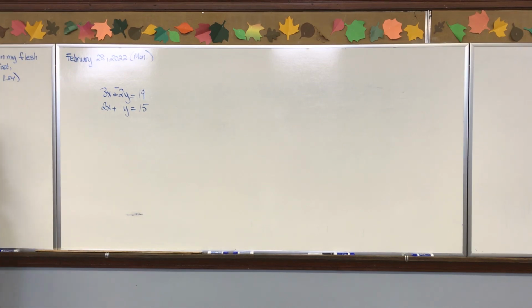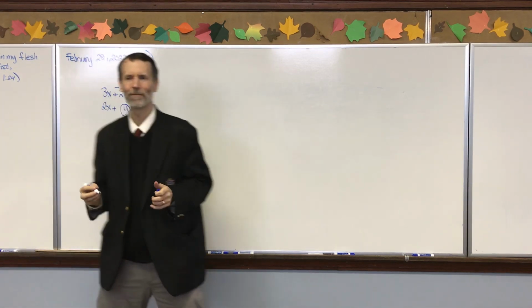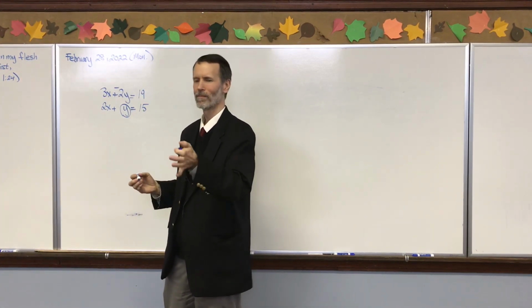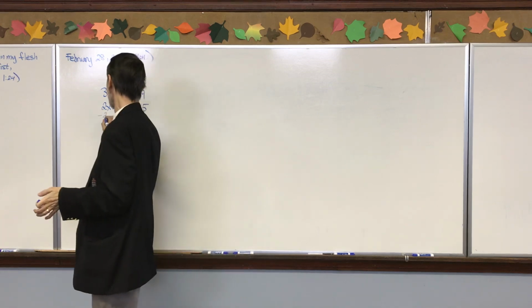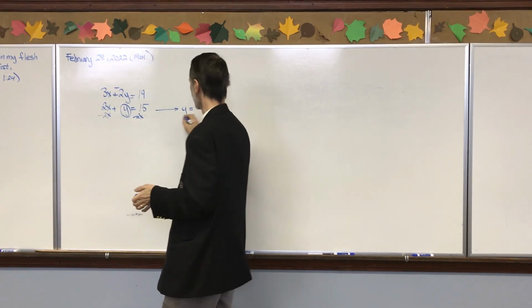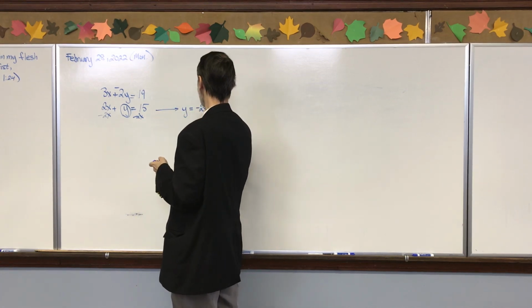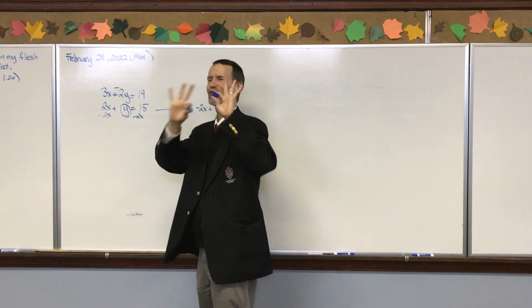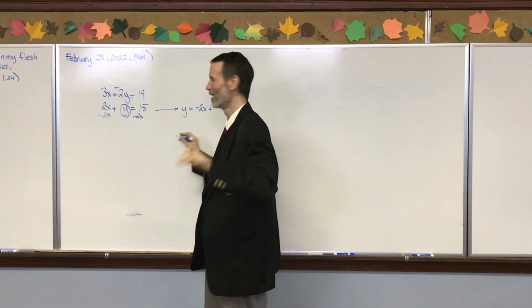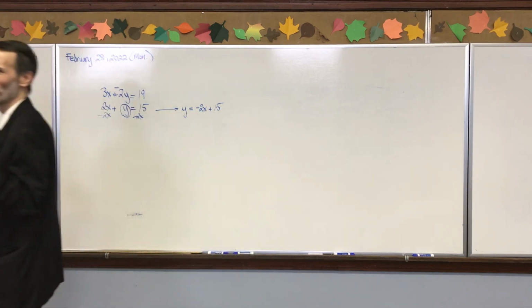They are the same. Can somebody get Y by itself? Yes. How? Subtract 2x. Negative 2x, plus 15. Now let me say that story problem again.